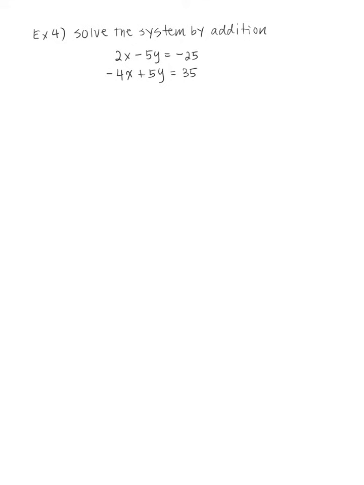Step number 2, I'm going to add this together. So 2x minus 5y equals negative 25, and negative 4x plus 5y equals 35. Now by adding this together, notice that the y term is going to cancel out. That's exactly what we want. We want to kill either x or y. So now let's write down the remaining. You're going to have negative 2x equals 10.